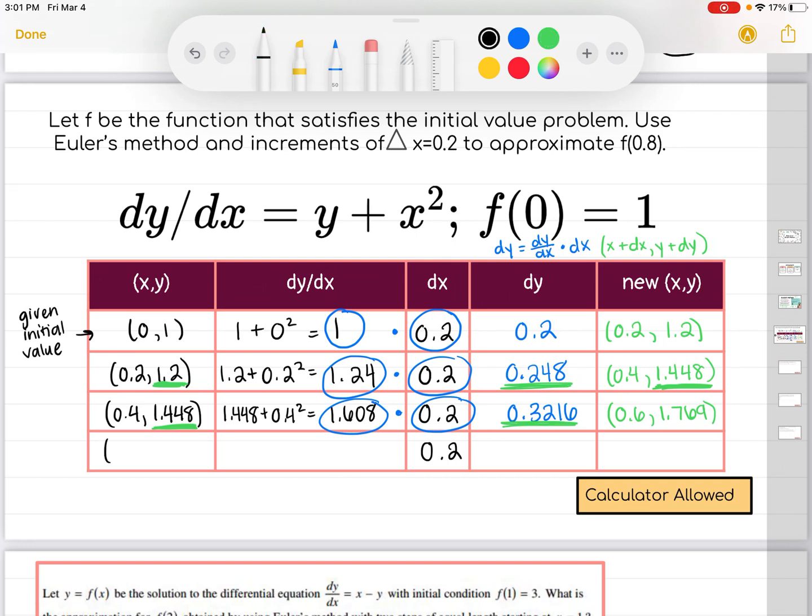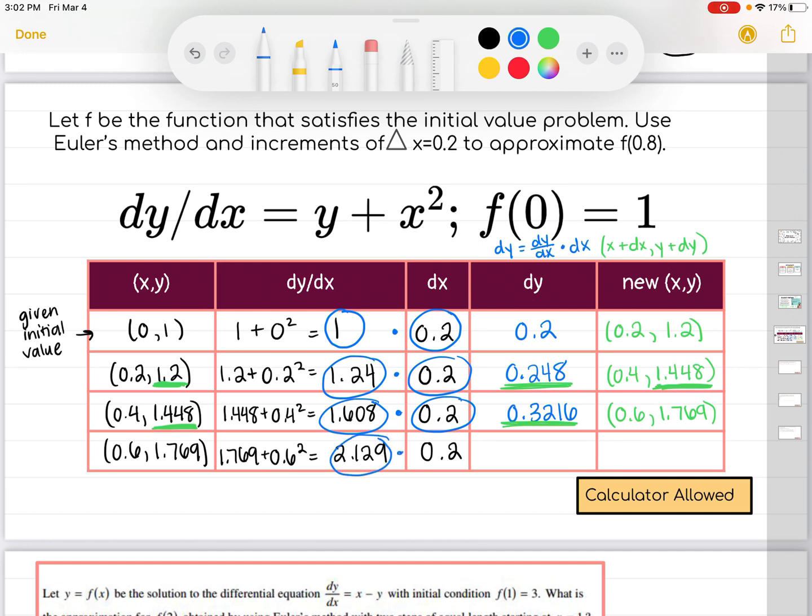One more time, we're going to take the point we just ended with and start with it. We're going to plug that point into our equation, 1.769 plus 0.6 squared, which gives me, I've got to put that one in my calculator. I haven't done that one yet. 1.769 plus 0.6 squared gives me 2.129.